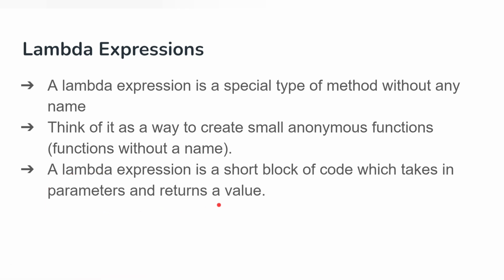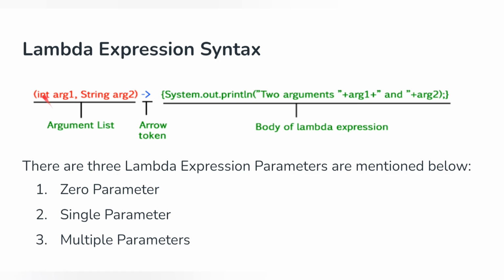What is the syntax of a lambda expression? Inside the round brackets we can provide the argument list. Here we have two arguments: an integer argument 1 and a string argument 2. Then we need to provide the arrow token, and after the arrow token we can have the body of the lambda expression. This is basically the body of a method, and inside it we can provide the method implementation.